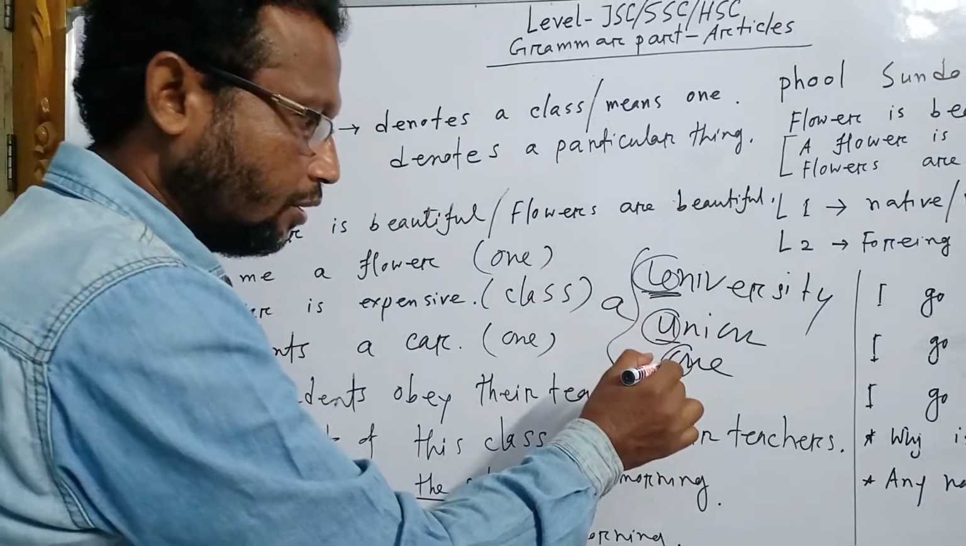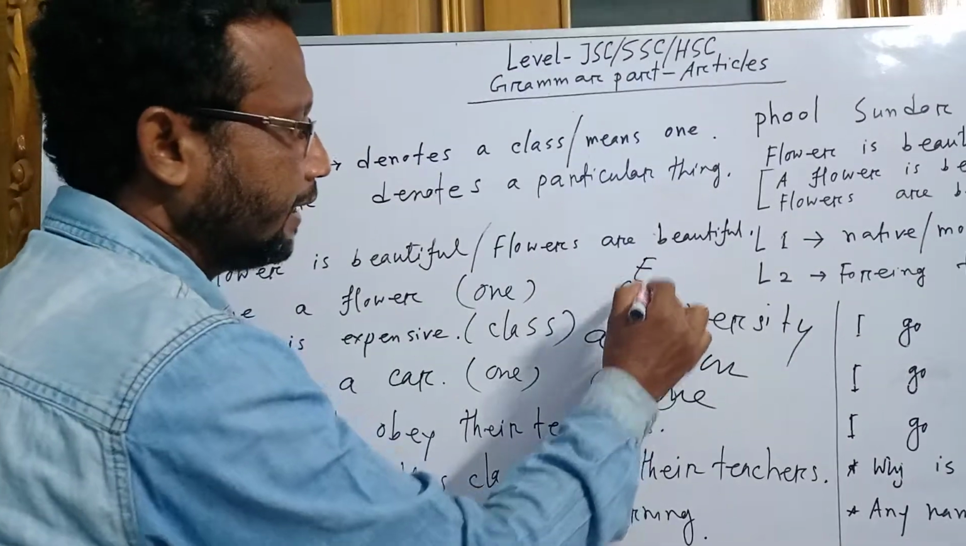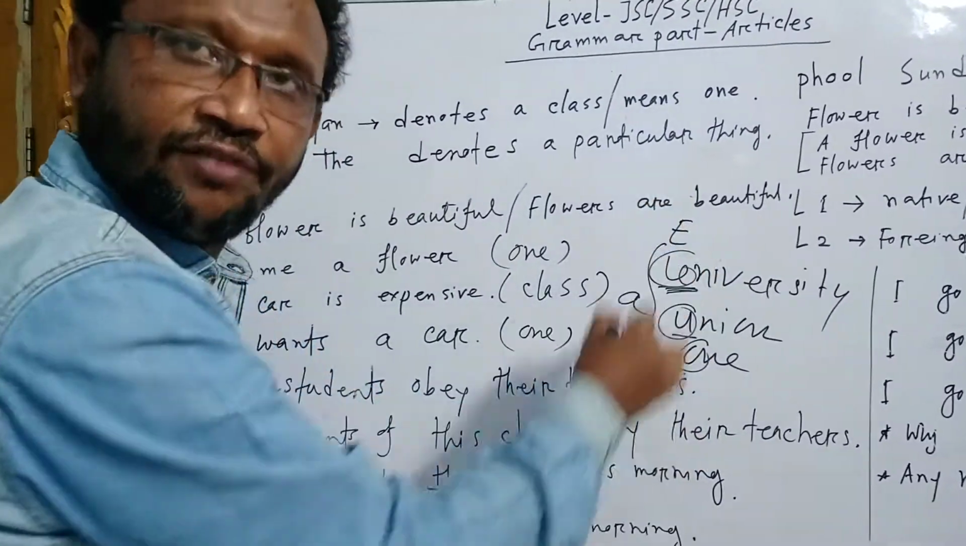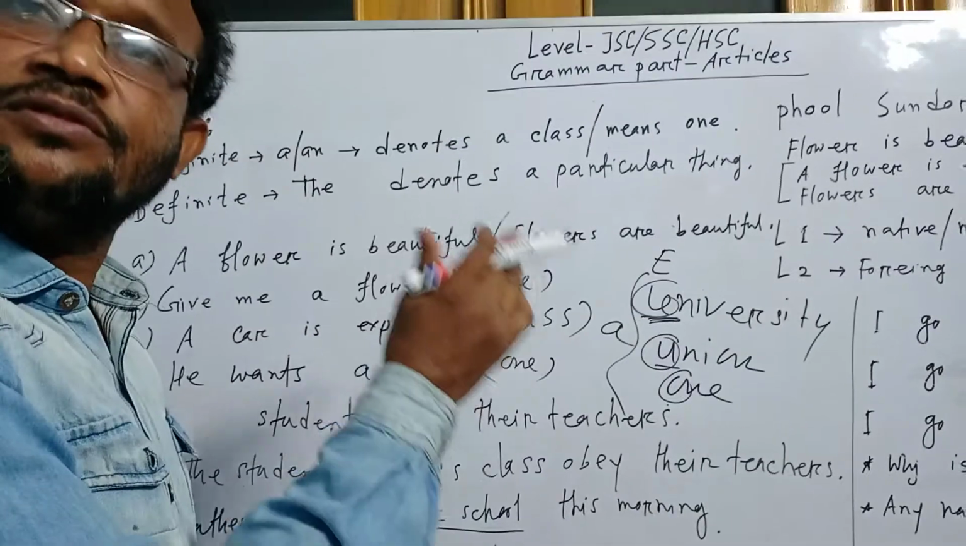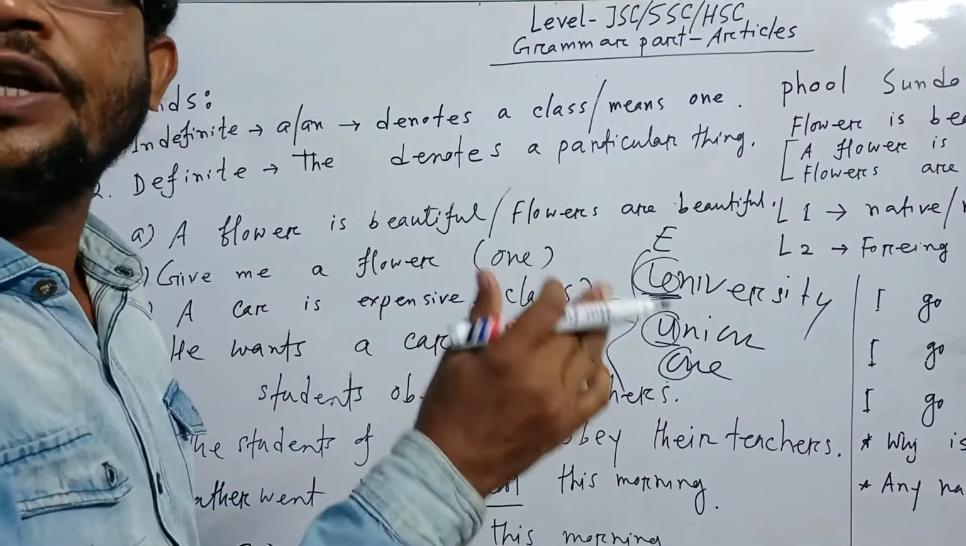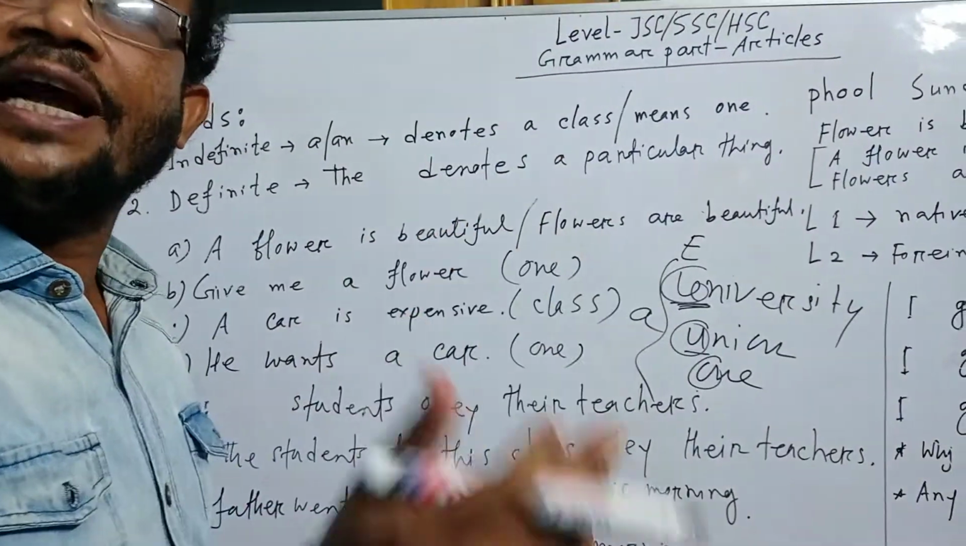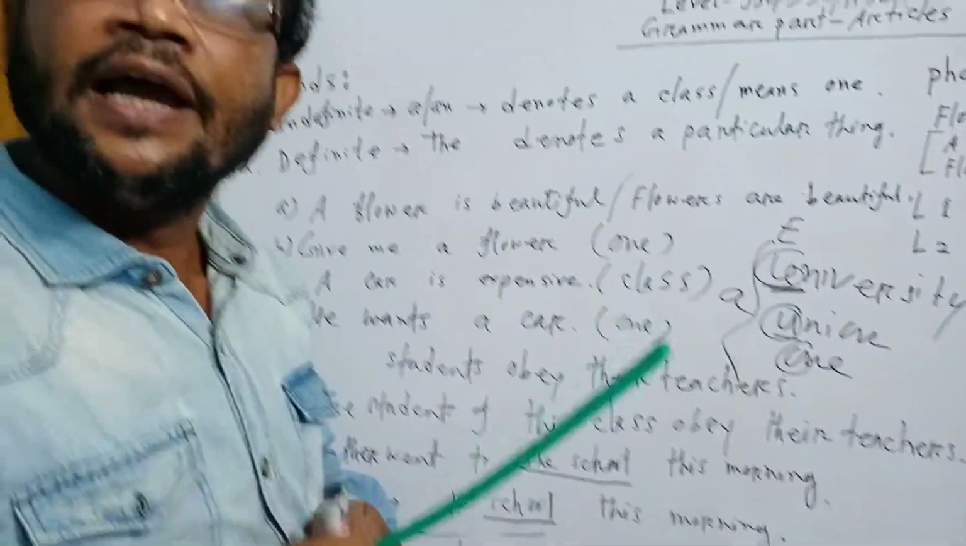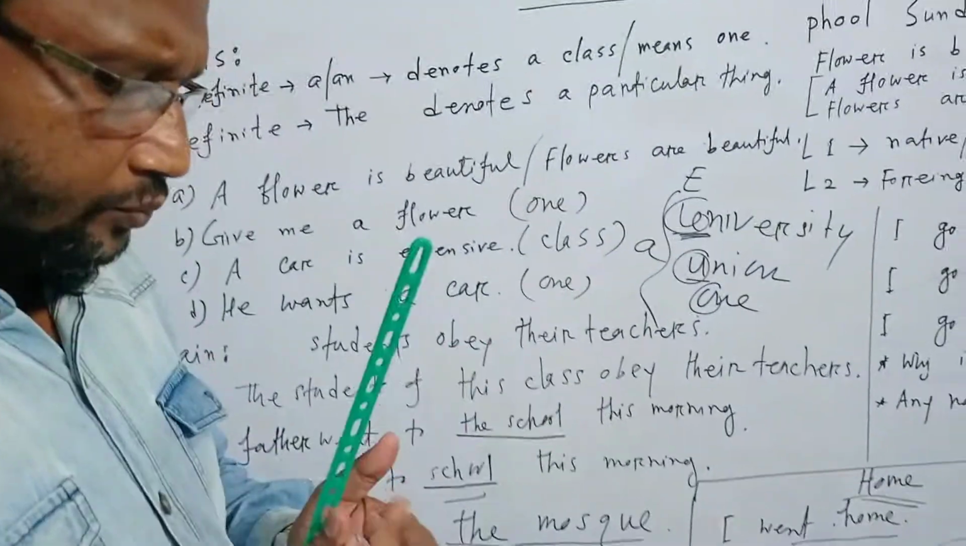U, E, and O. These are vowels, but sometimes these vowels are not pronounced as vowels. They are pronounced as consonants. So we have to use a.